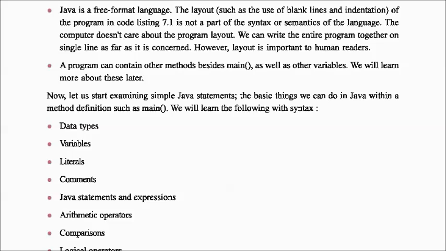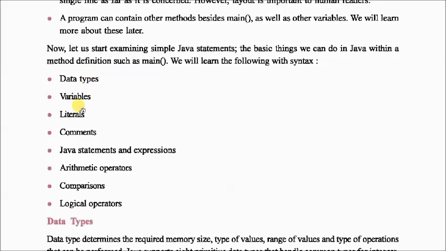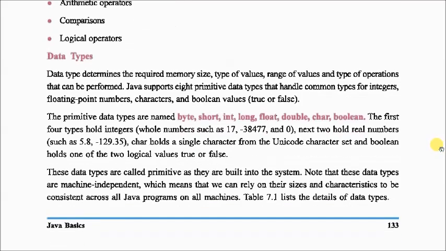Now let us start examining simple Java statements, the basic things we can do in Java within a method definition, such as main. We will learn the following with syntax: data types, variables, literals, comments, Java statements and expressions, arithmetic operators, comparisons, logical operators. We'll start with data types.